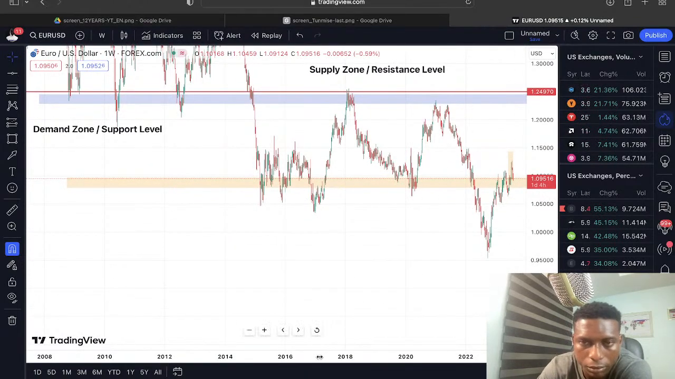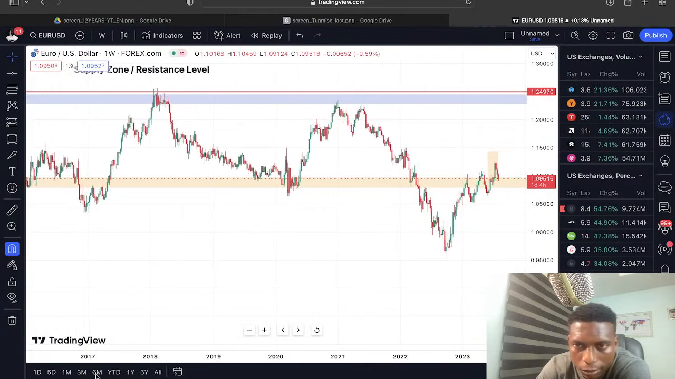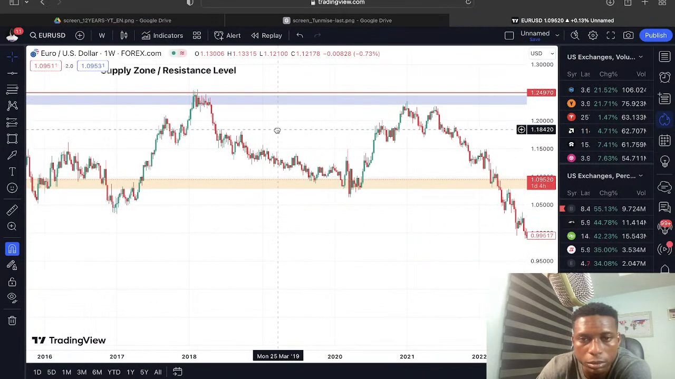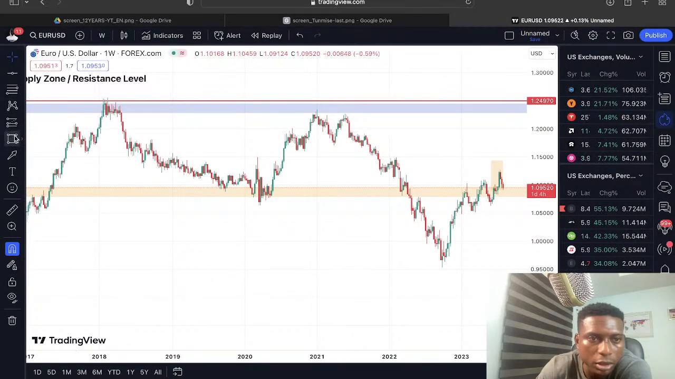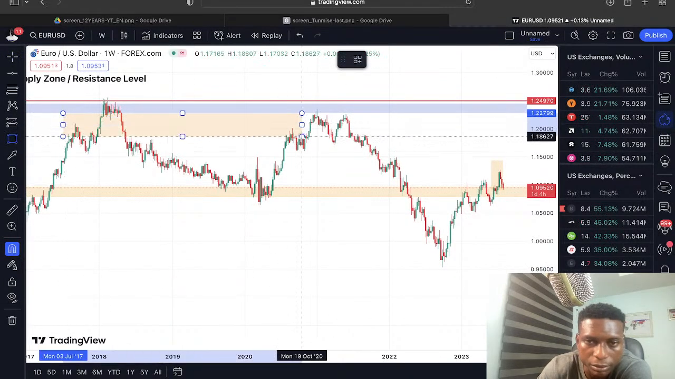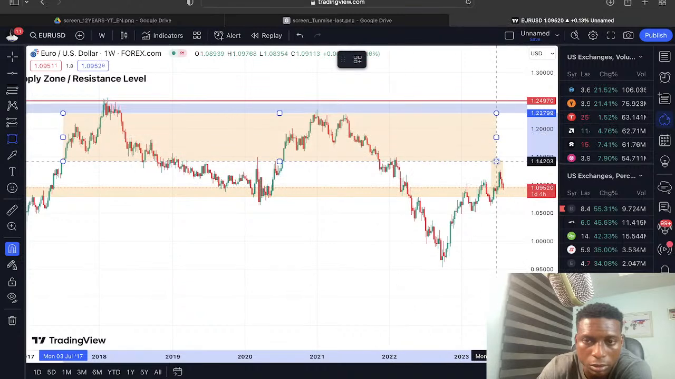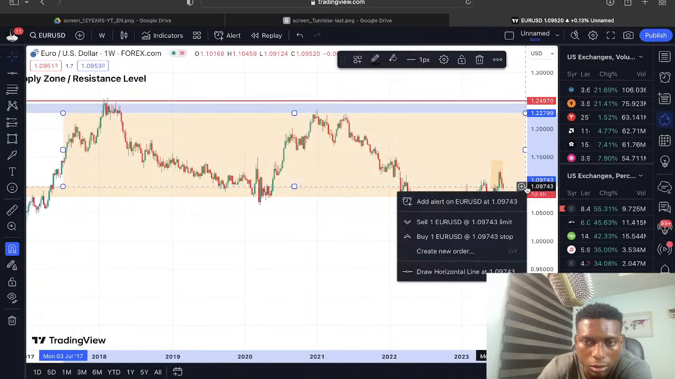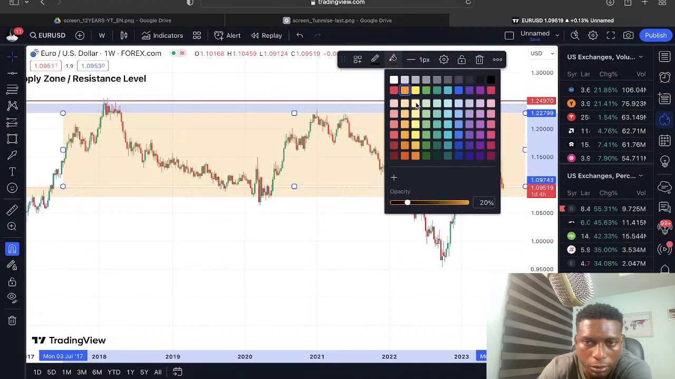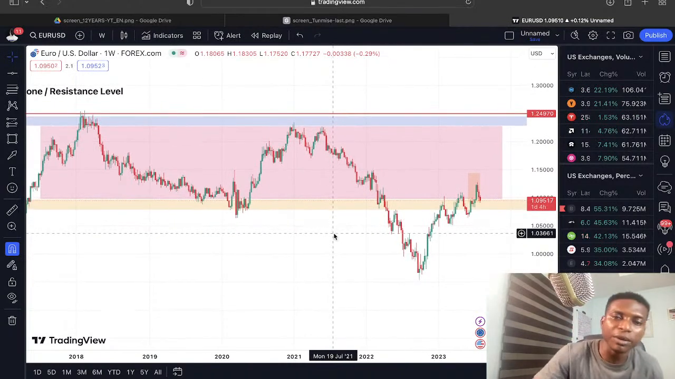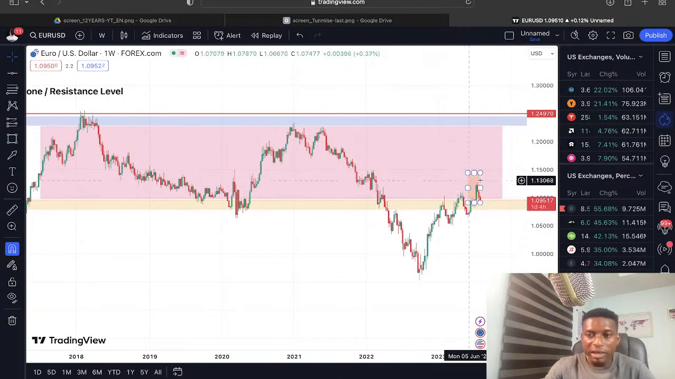Okay, so if we can observe very well on the weekly time frame, let's put this. Okay. Good. Now on the weekly time frame, price is currently at what?